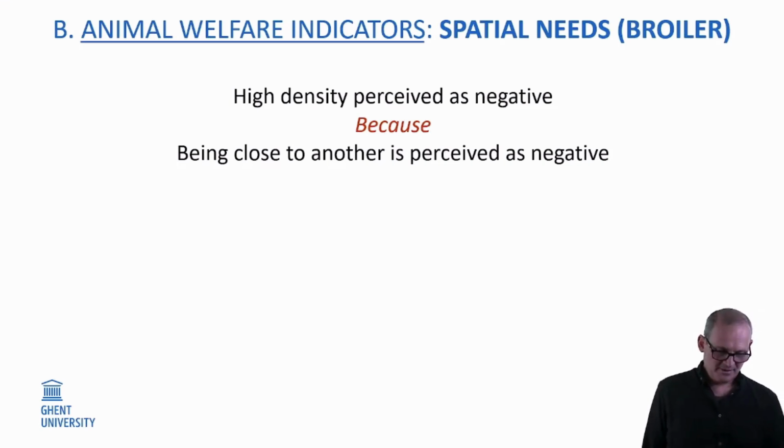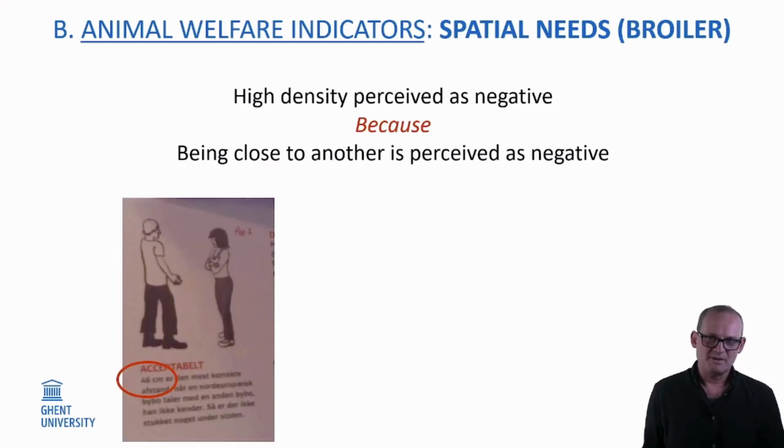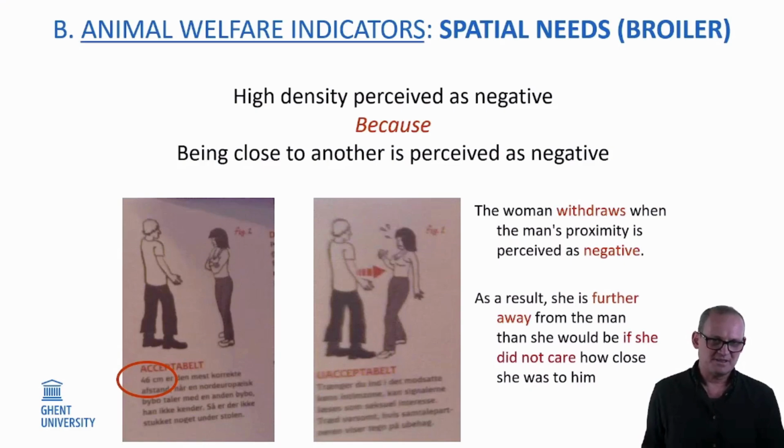Maybe this kind of principle can help us in developing such a test. We think that high density is perceived as something negative. Why is that? Because the animal doesn't like to be so close to another animal. That is perceived as negative. A little bit similar to a man approaching a woman and a woman liking to keep distance if she doesn't like the man that much. You want to keep a personal space around you, and if that person invades your personal space, then you create distance. Could a similar principle work in a behavioral test of the spatial needs of a broiler?